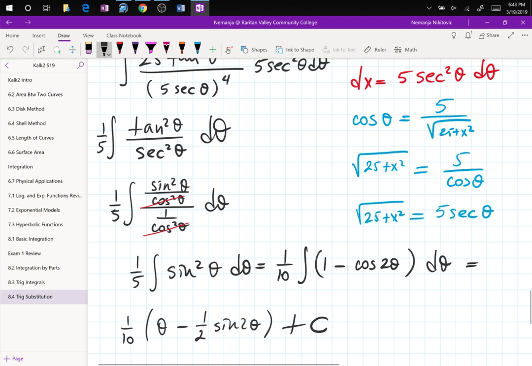Is that, I distributed, is that okay? The answer is yes, but we are not done. Oh, okay. Because we have to go back to the x, right? We have theta.